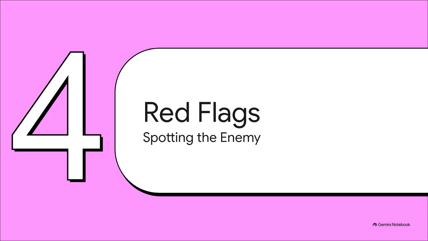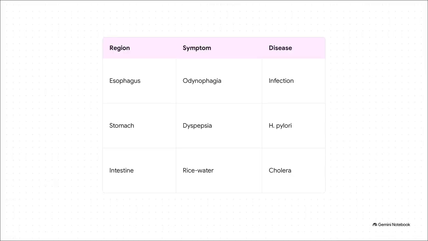Section 4. Red flags and symptoms. Spotting the enemy. We've covered the theoretical mechanisms, so let's connect all of this to real-world clinical application by looking at the symptom patterns. This table right here is your ultimate clinical cheat sheet.